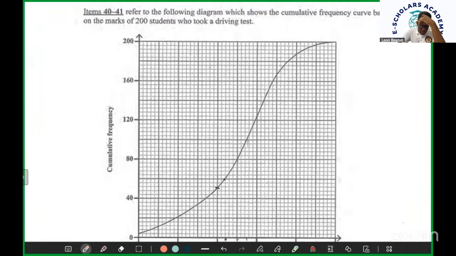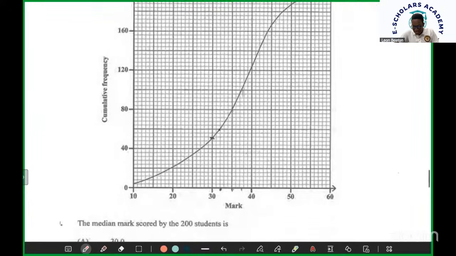So the following diagram shows the cumulative frequency curve based on the marks of 200 students who took a driving test. Somebody done comment the answer already? We're like, y'all memorize this whole paper, the whole question bank then y'all head. Anyways, so let's see. This one should be easy.